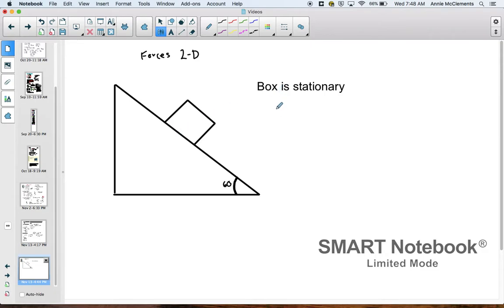The first step, right, is going to be to identify, is it balanced or unbalanced, right? So the forces on this box are going to be balanced. So it follows the balanced force model. And we know this because it's not accelerating in any direction. Right? It's stationary.